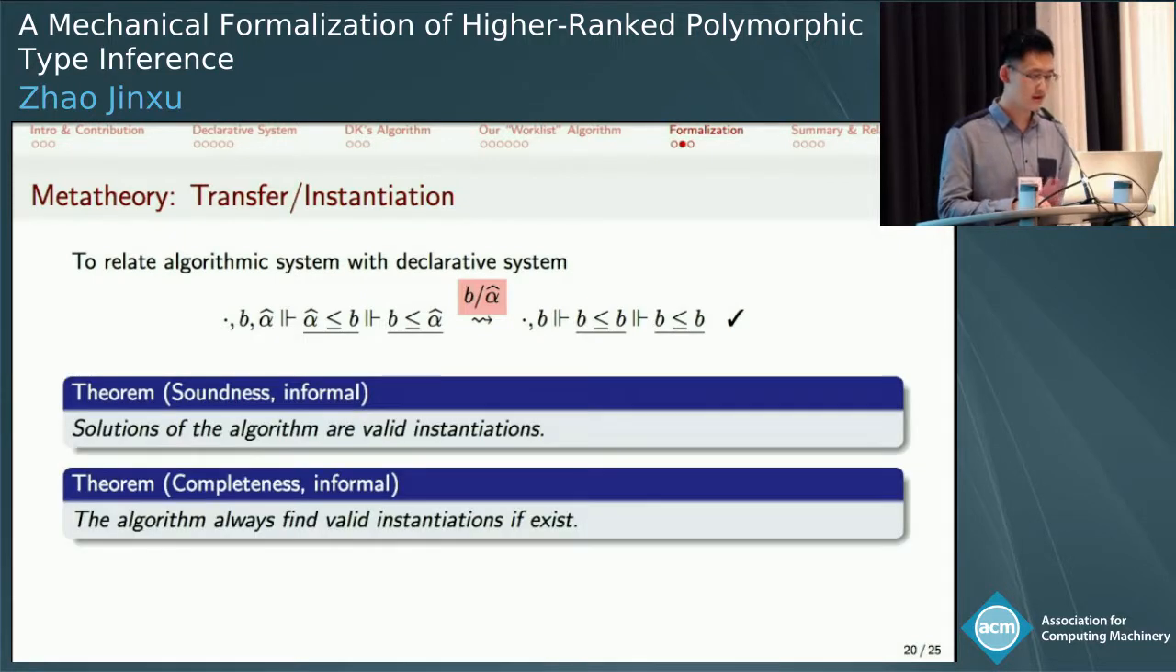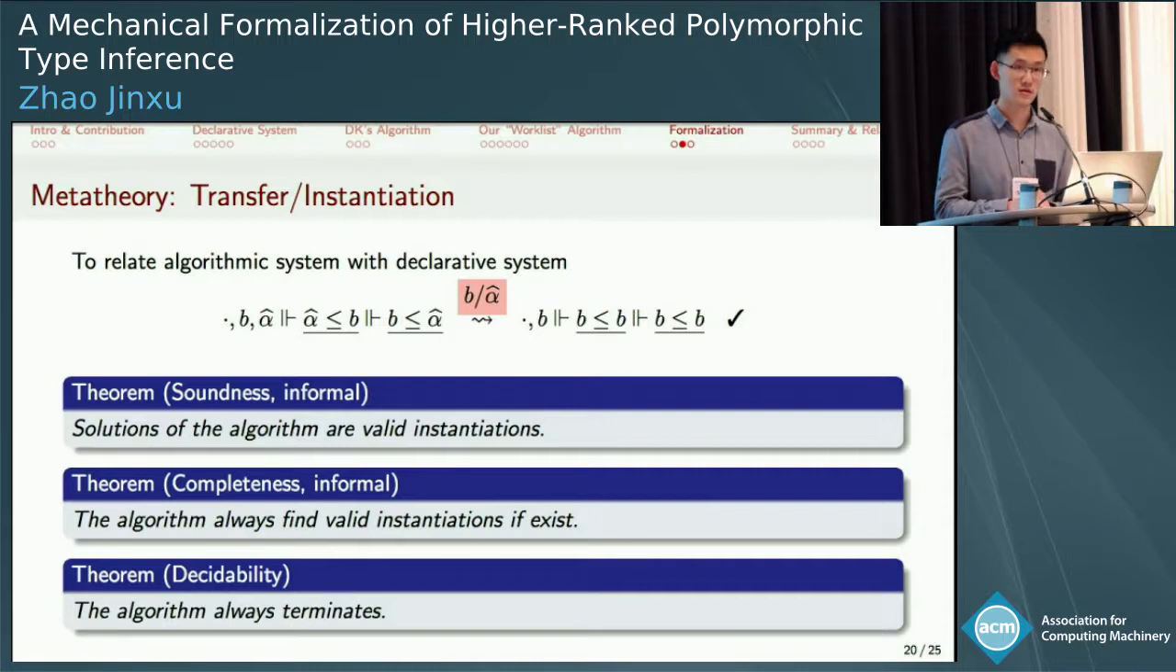And that's the way we state the main theorems. Soundness: our algorithm always finds valid instantiations. Completeness: if there are instantiations, we can always find one. And our algorithm is decidable.